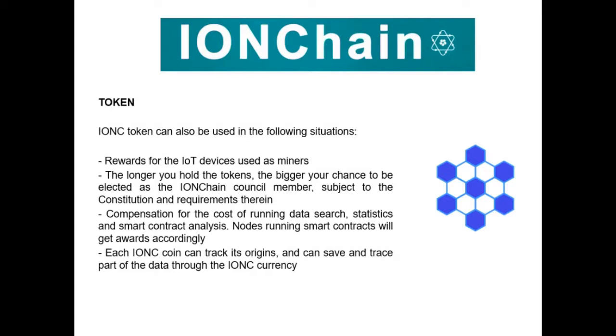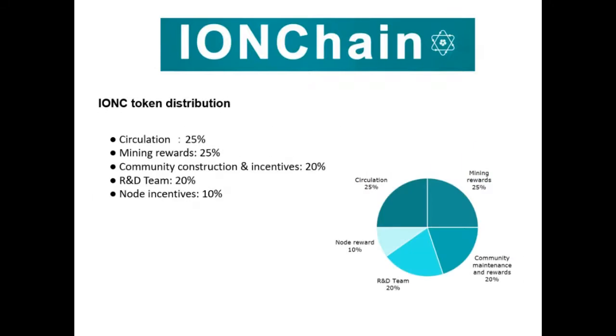Compensations for the cost of running data search, statistics, and smart contracts analysis. Nodes running smart contracts will get awards accordingly. Each IONC coin can track its origins and can save and trace part of the data through the IONC currency. Now for the IONC token distribution: circulation 25%, mining rewards 25%, community construction and incentive 20%, R&D team 20%, and node incentive 10%.